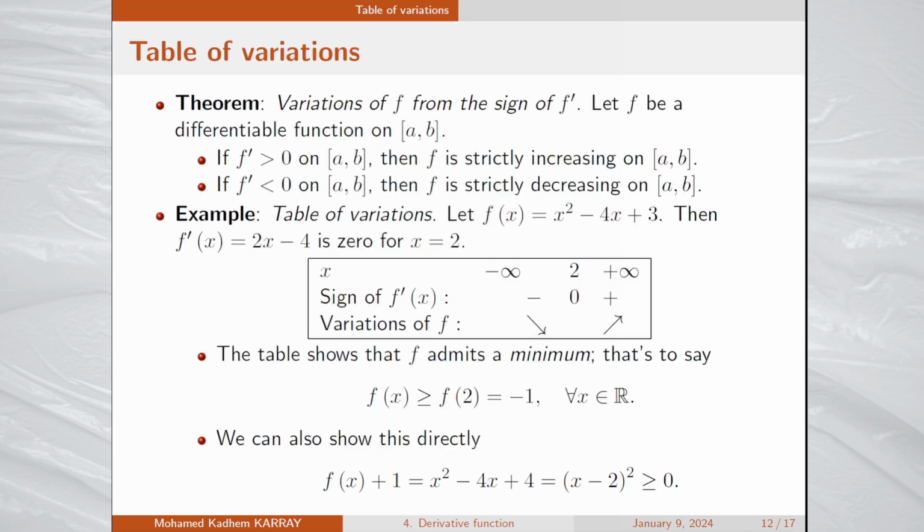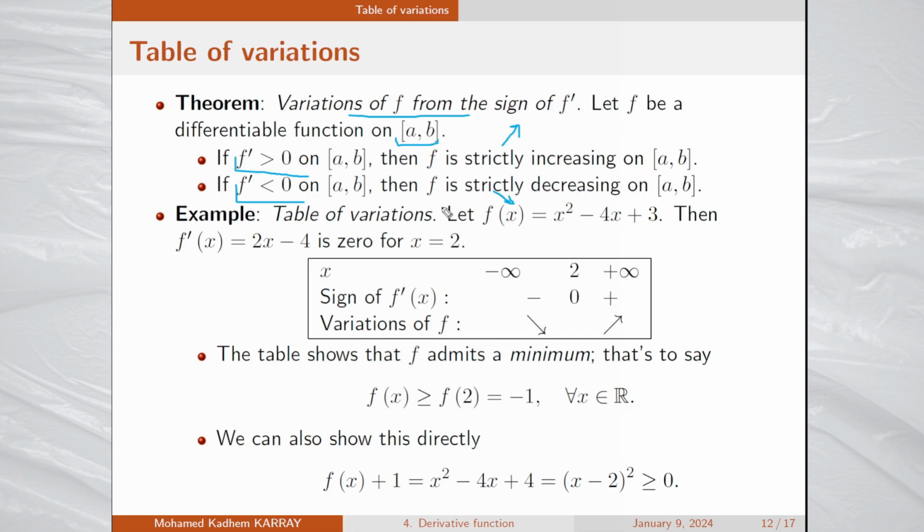So here is the fundamental result: the variations of a function f from the sign of its derivative. Let f be a differentiable function on an interval a, b. If f prime is positive, then the function is strictly increasing. If f prime is negative on the interval a, b, then the function is strictly decreasing on this interval.